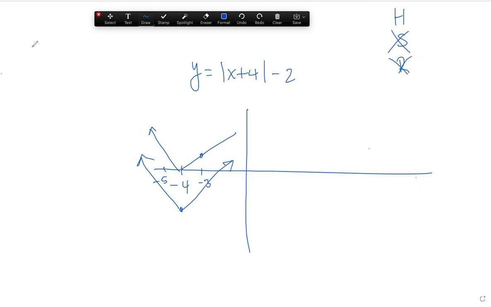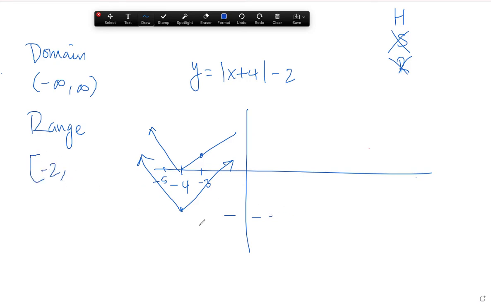The domain is just like quadratics for absolute value. It's negative infinity to infinity. That's the domain. The range, go off of your graph. So from your graph, it looks like it's shifted down 2, so it starts at negative 2. That's the lowest y we see, to positive infinity.